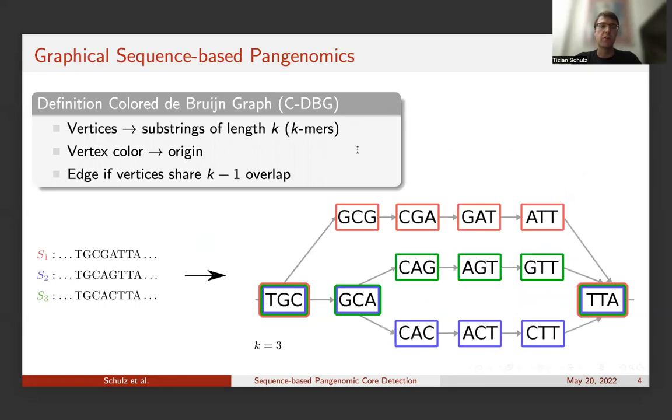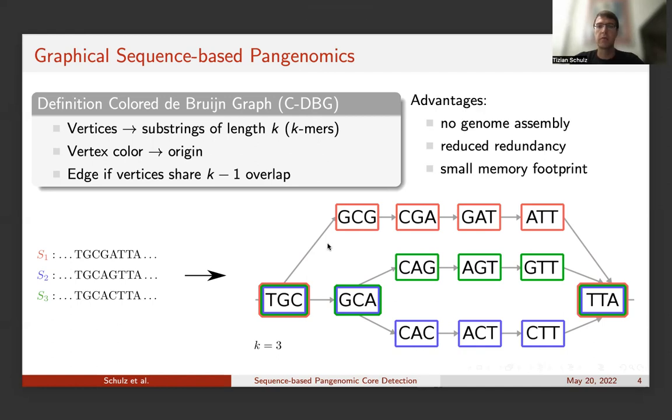A sequence-based pangenome can be represented by a sequence graph, for example, by a colored de Bruijn graph. In a colored de Bruijn graph, each vertex is a substring of length k, which we also call a k-mer. And the vertices of the graph come with a set of colors. And the colors tell us from which of the initial input sequences the k-mer came from. Then there is an edge connecting two vertices in this graph if the vertices share a k-1 overlap in their sequence.